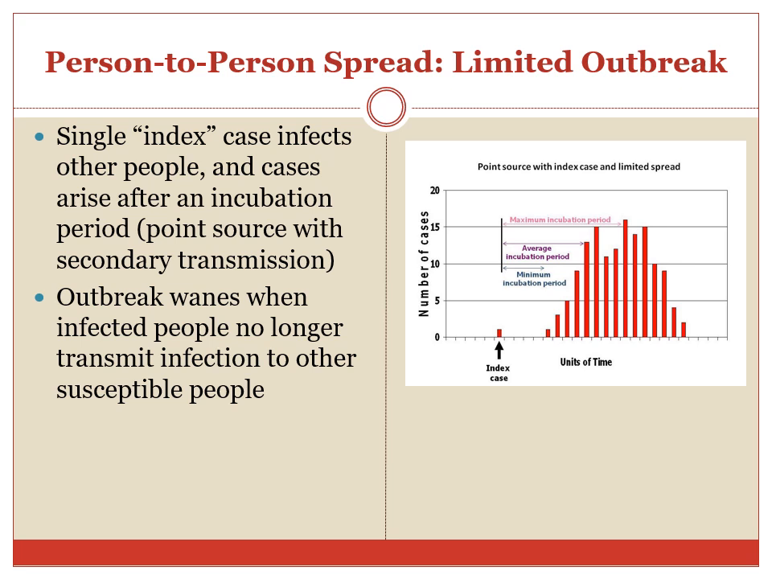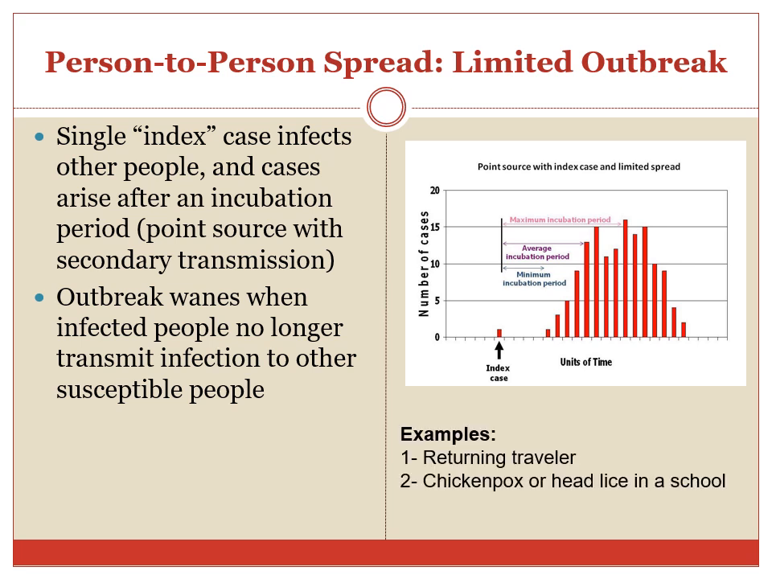Point source, one point source, and then you have secondary transmission, because this is the index case, and this is when the transmission happens during the incubation period, and you see the secondary sources. The outbreak wanes when infected people no longer transmit infection to other susceptible people. So an example of that would be a returning traveler. Someone returns from travel with infectious diarrhea, he or she infects the people in the household, they get sick, they don't infect other people, and that's it.